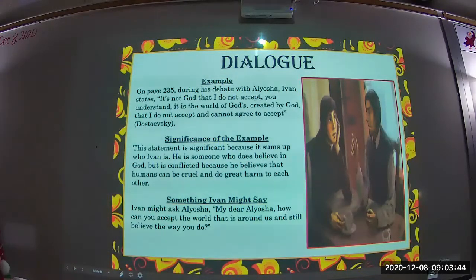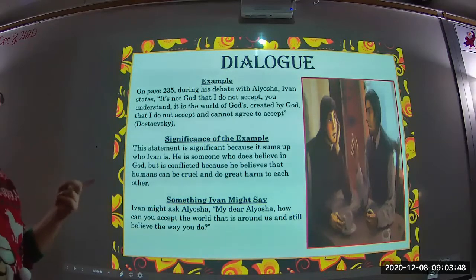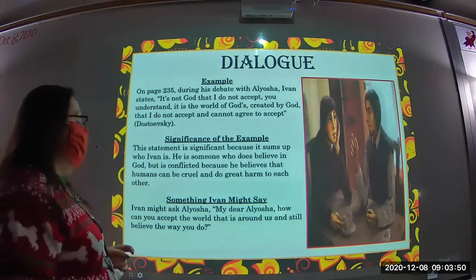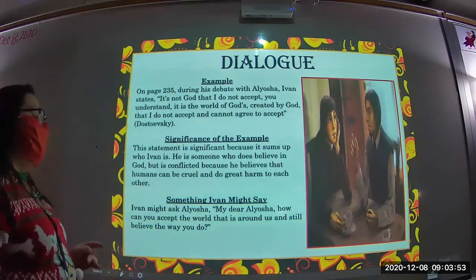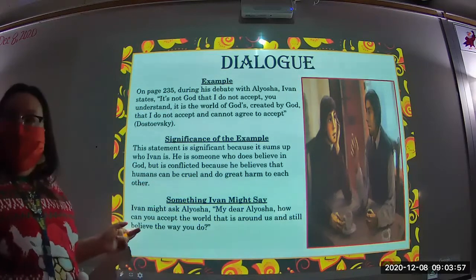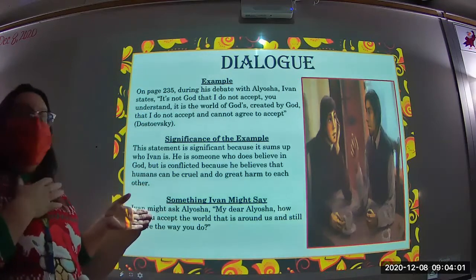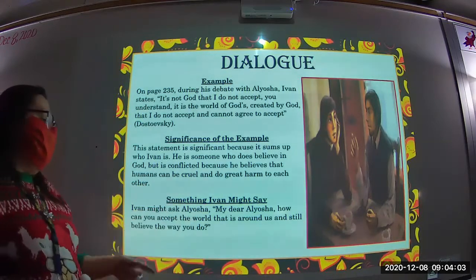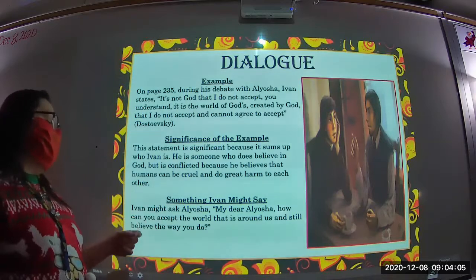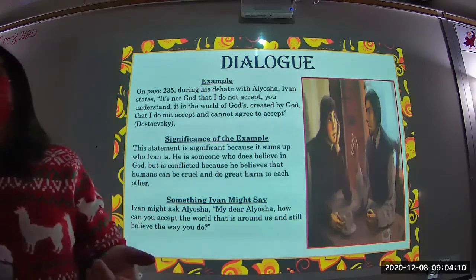So significance of the example. This statement is significant because it sums up who Ivan is. He is someone who does believe in God, but is conflicted because he believes that humans can be cruel and do great harm to each other. Something Ivan might say, so this is not from the book. This is something I think Ivan might say. Ivan might ask Aloysia, "my dear Aloysia, how can you accept the world that is around us and still believe the way you do?" Right?